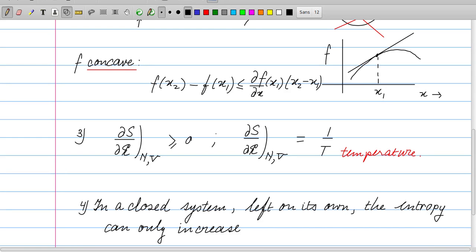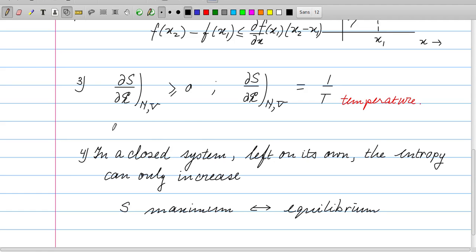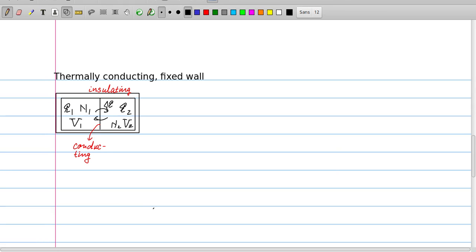The fourth property is that in a closed system which is left on its own, the entropy can only increase, so it cannot decrease. And what happens when the entropy reaches its maximum? Then the system is in equilibrium. So in the equilibrium, the entropy assumes its maximum value. Now that we have all these properties of the entropy, we can analyze the derivatives of the entropy with respect to its variables. And we do that using just physics.